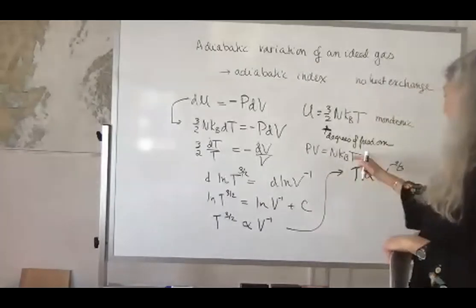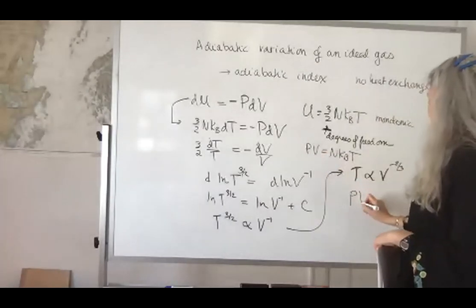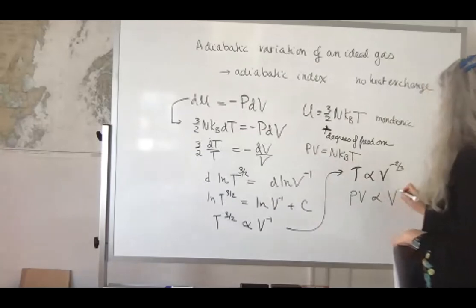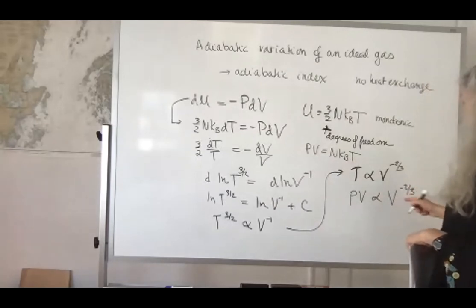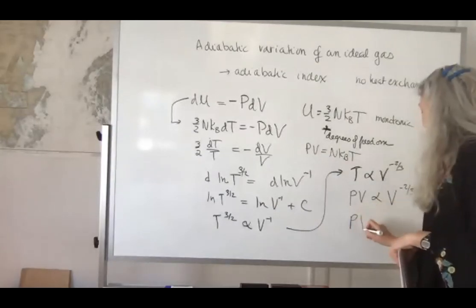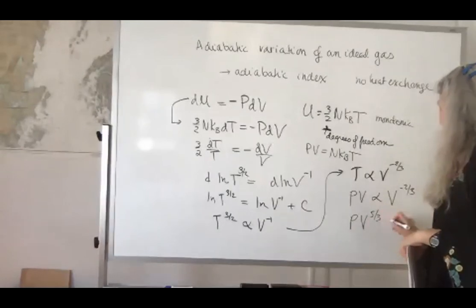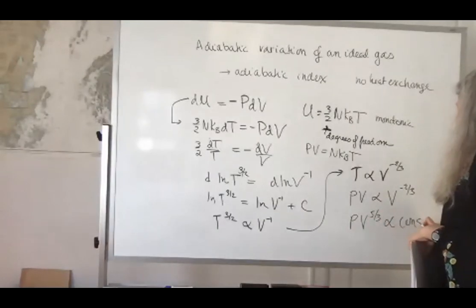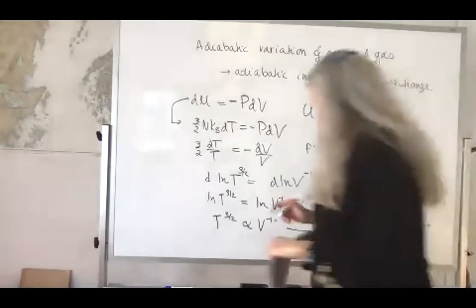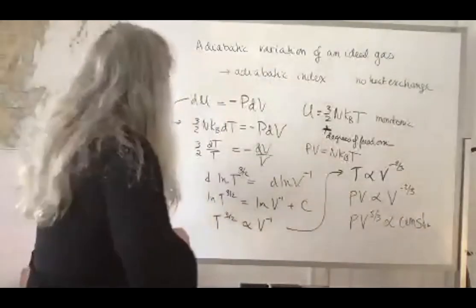And now I'm going to use the ideal gas law. So PV is proportional to V to the -2/3. I move this to the other side, and I have PV to the 5/3 is a constant. Okay. Yay, that's what I wanted.